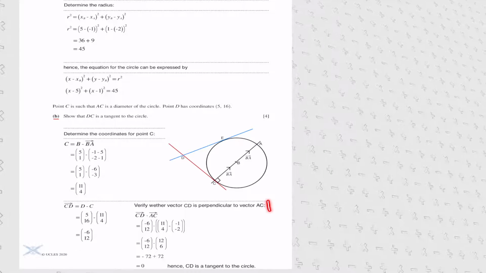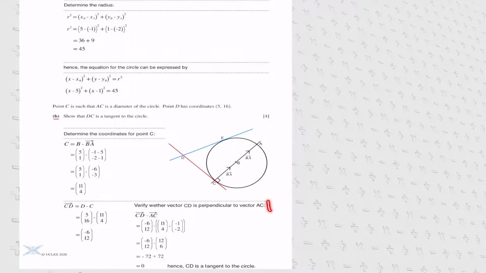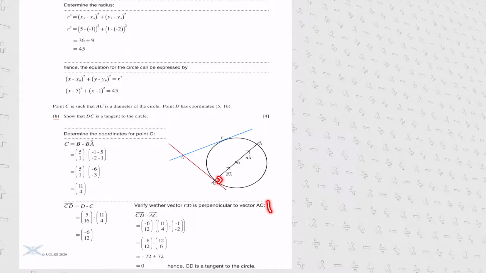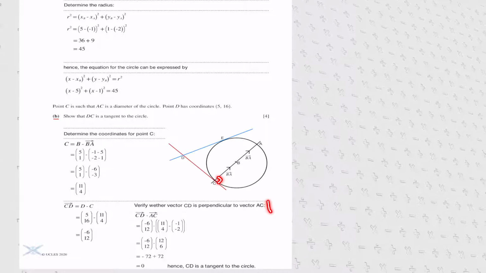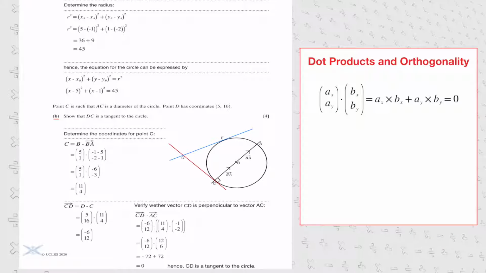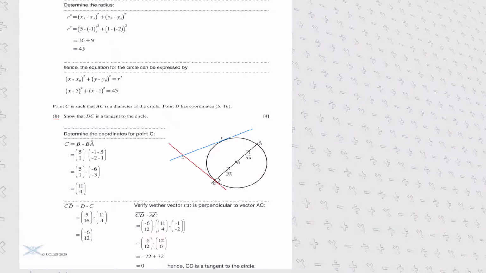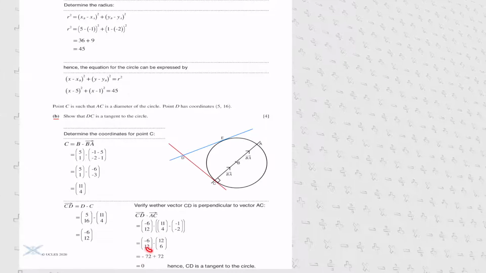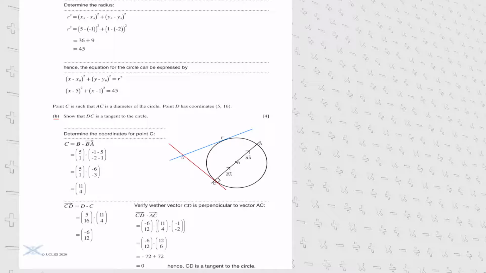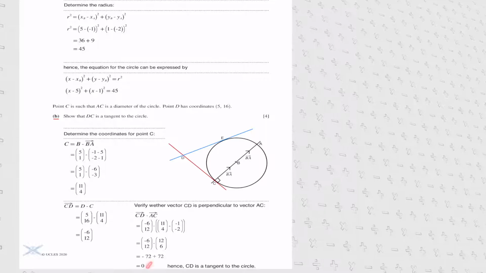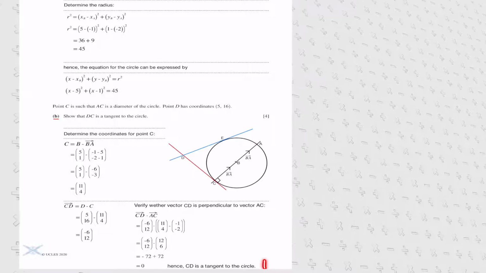Finally, to verify whether vector CD is perpendicular to vector AC, we will be employing the rule for orthogonality between vectors, which you're provided with on the right hand side of the screen. After employing this formula accordingly, with -6 multiplied by 12 being -72 and 12 multiplied by 6 being 72, we can conclude that the dot product between both vectors equals 0. Hence, CD is a tangent to the circle.